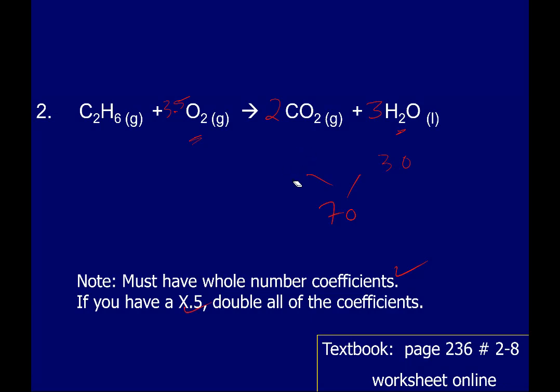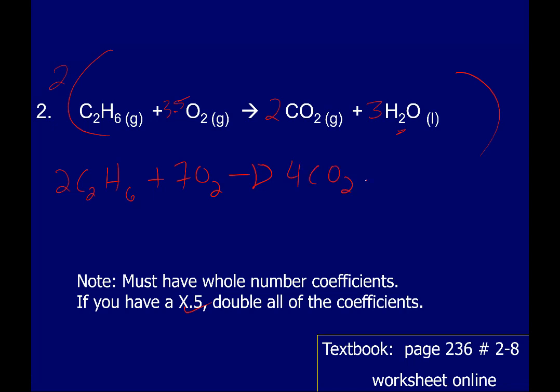So let me erase this, pause it to get caught up mentally, and I'm going to multiply this entire thing by 2. So it's going to be 2C2H6 plus 7 O2 yields 4 CO2 plus 6 H2O. I multiplied that 2 by every compound in the chemical equation, and that is now balanced, right?